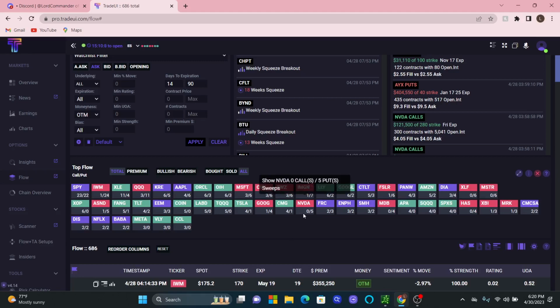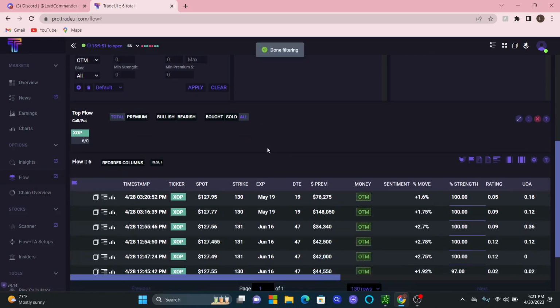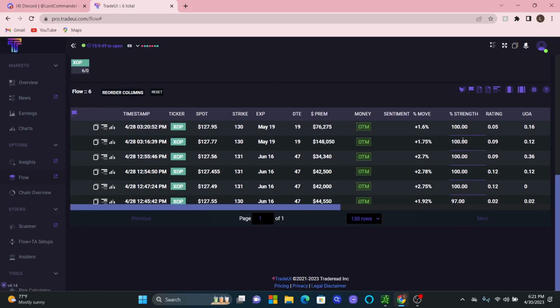In this case, NVIDIA has a lot of puts. We have 0 calls, 5 puts. And then we have other companies like Coin, which has 5 calls, 0 puts. CCL has 3 calls, 0 puts. So we want to look for positions like that. Let's look at XOP, with 6 calls and 0 puts. All right, so XOP right here, this one looks good.